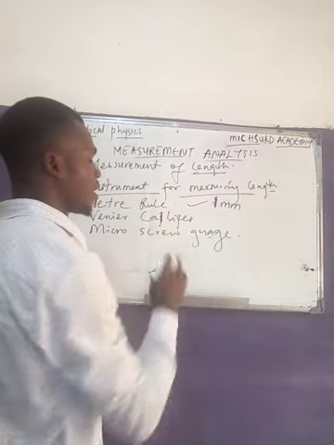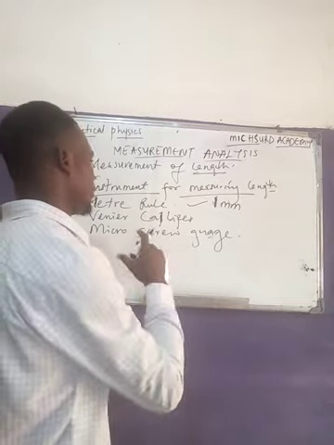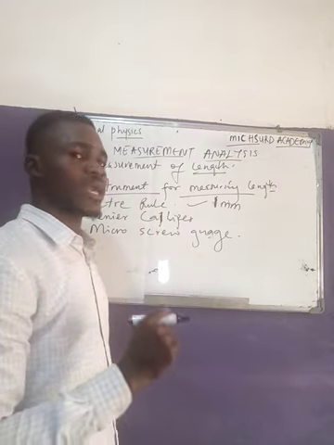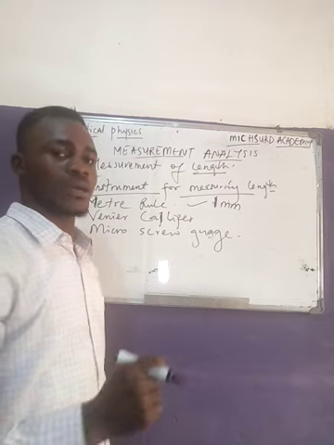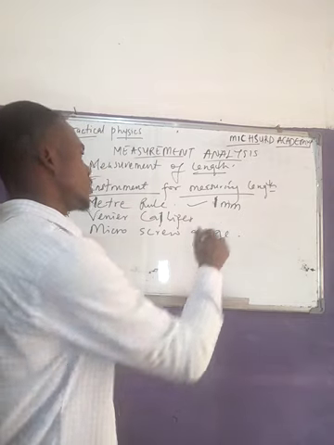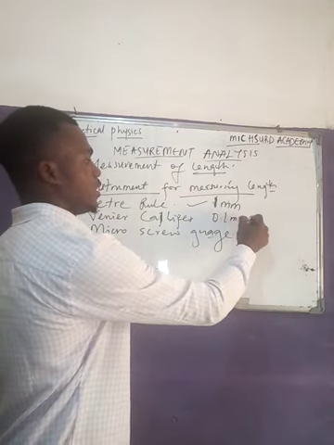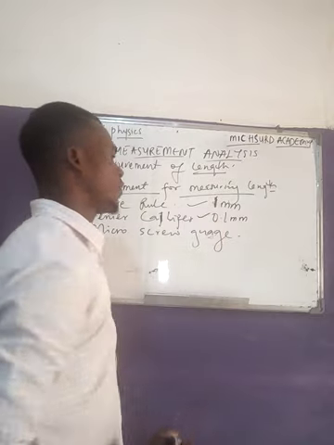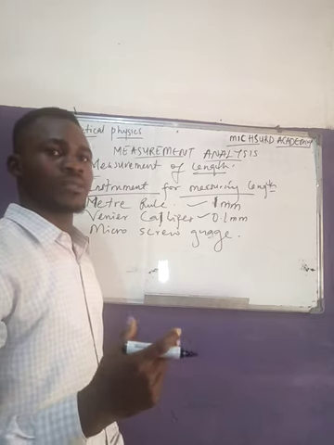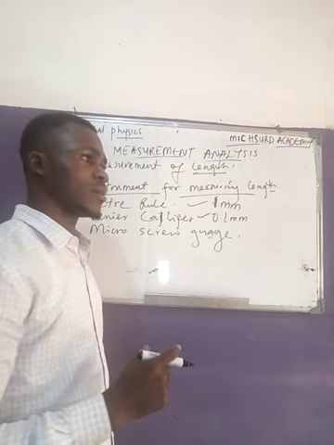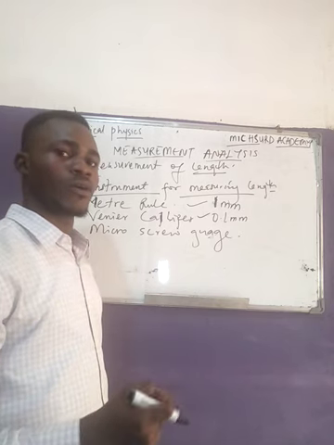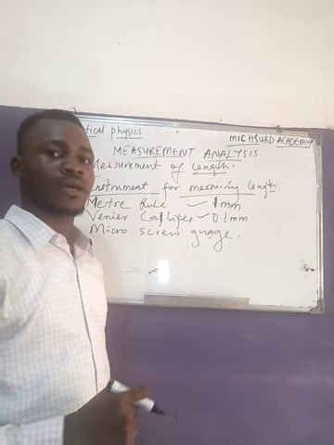Then the vernier caliper is quite different from the meter rule, in such a way that the vernier caliper measures the internal and external diameter of an object. It has a reading accuracy of 0.1 millimeter. That's the reading accuracy for the vernier caliper. So we can measure the diameter of a tube using the vernier caliper. We can measure the diameter of a rod using the vernier caliper.